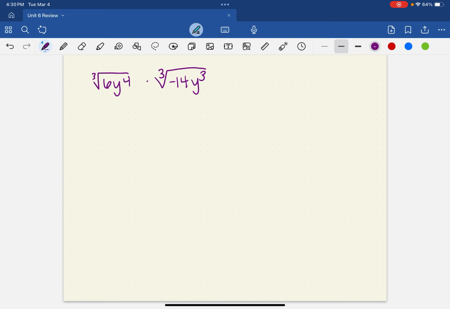I know in class, some of you were wanting to put the i, which I love that you have that habit. That's just for square roots, okay? So let's go ahead and multiply. So negative 84. And then y to the 4 and y cubed are going to make y to the 7. And this is all under a cube root. So let's go ahead and simplify.